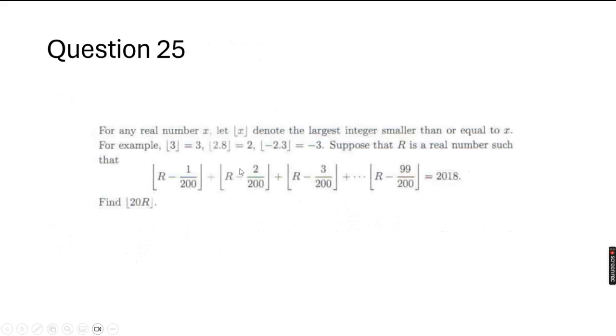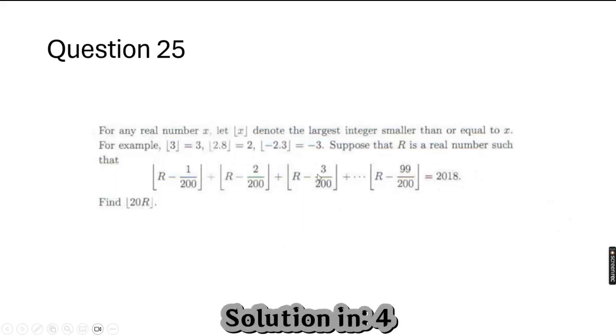Now the final question, question 35. For any real number x, let this notation, I'll call it the floor function, denote the largest integer smaller than or equal to x. For example, floor 3 equals 3, floor 2.8 equals 2, and floor negative 2.3 equals negative 3. And suppose that r is a real number such that this left-hand side term equals 2018, and we find floor of 20r.